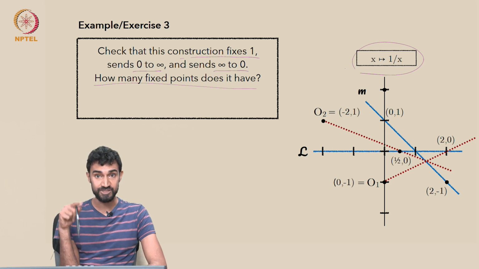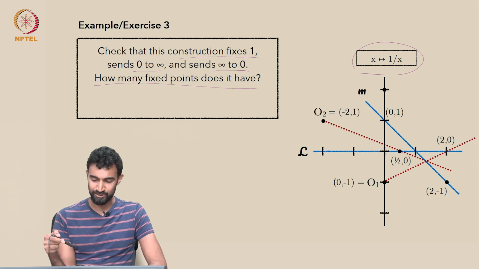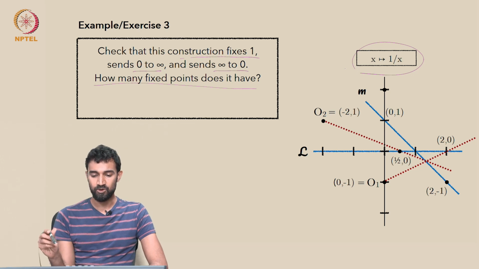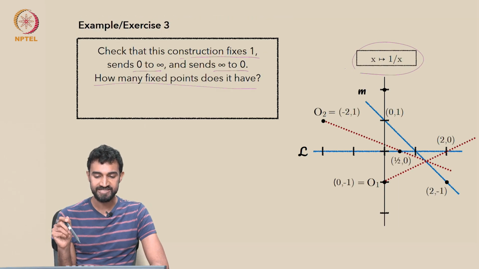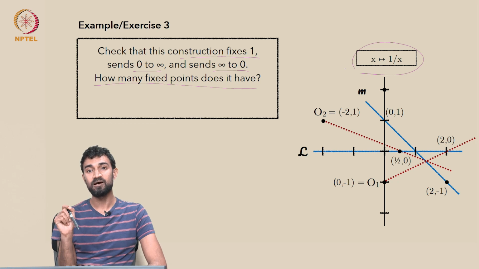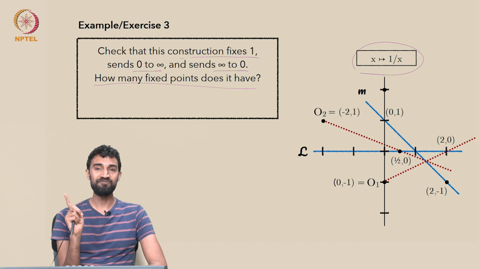We just saw that infinity goes to 0. And similarly, 0 should go to infinity. So there's a single fixed point. So this is another example of a parabolic projectivity. Remember, 2 fixed points is hyperbolic, 1 fixed point is parabolic.